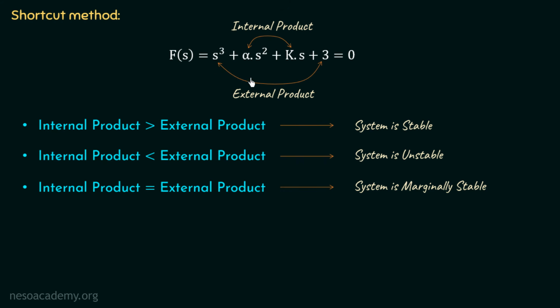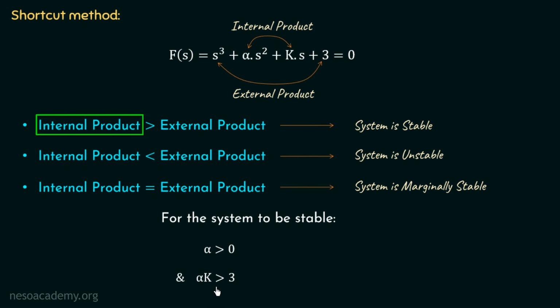Now in this problem, we need to find out the constraints on alpha and k such that this system is a stable system. So the first condition is all the coefficients must be positive. So alpha and k should be positive. So we can say for the system to be stable, alpha should be positive and k should also be positive. Moreover, the internal product should be greater than the external product. What is the internal product? It is equal to alpha k, and the external product is equal to 3. So we can say that alpha k should be greater than 3. The internal product should be greater than the external product for the system to be stable.